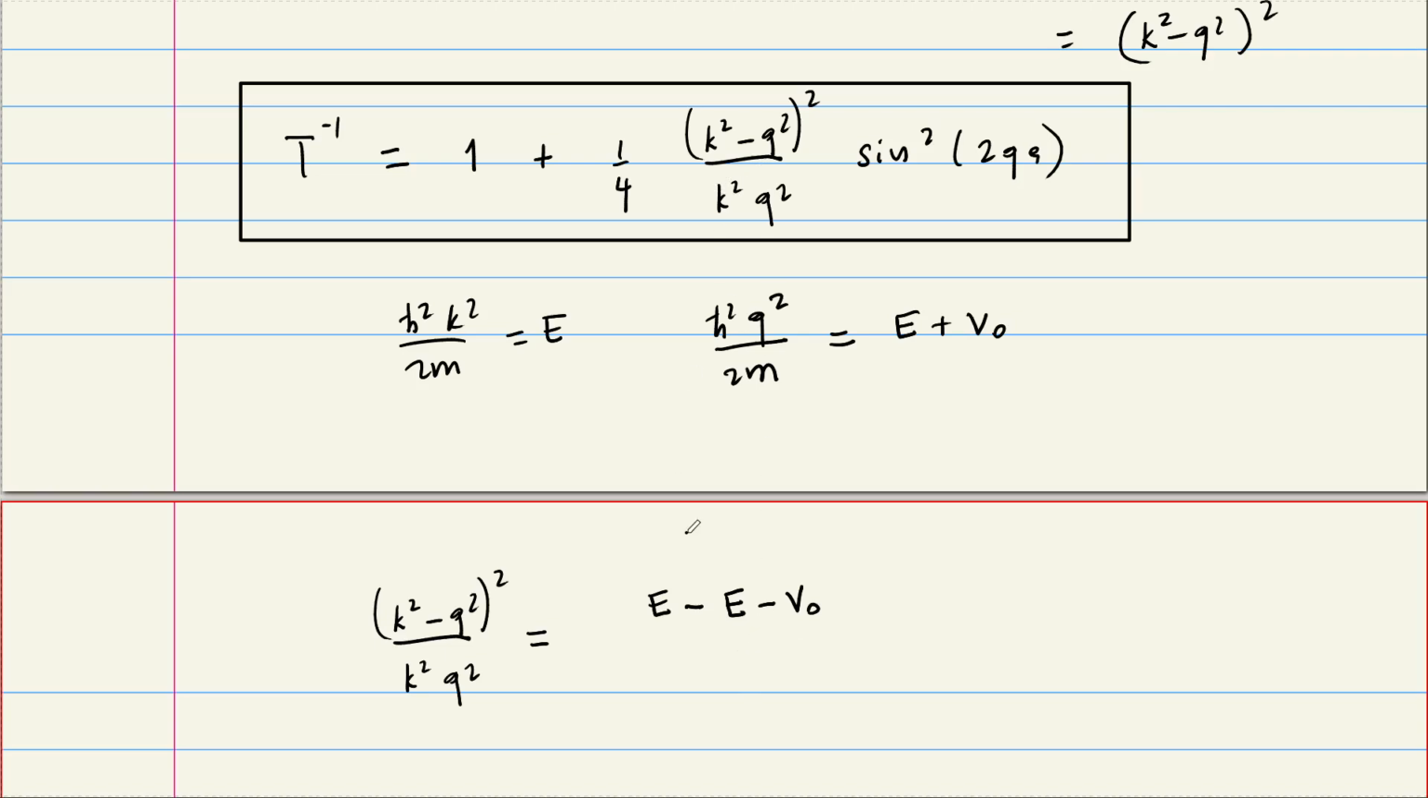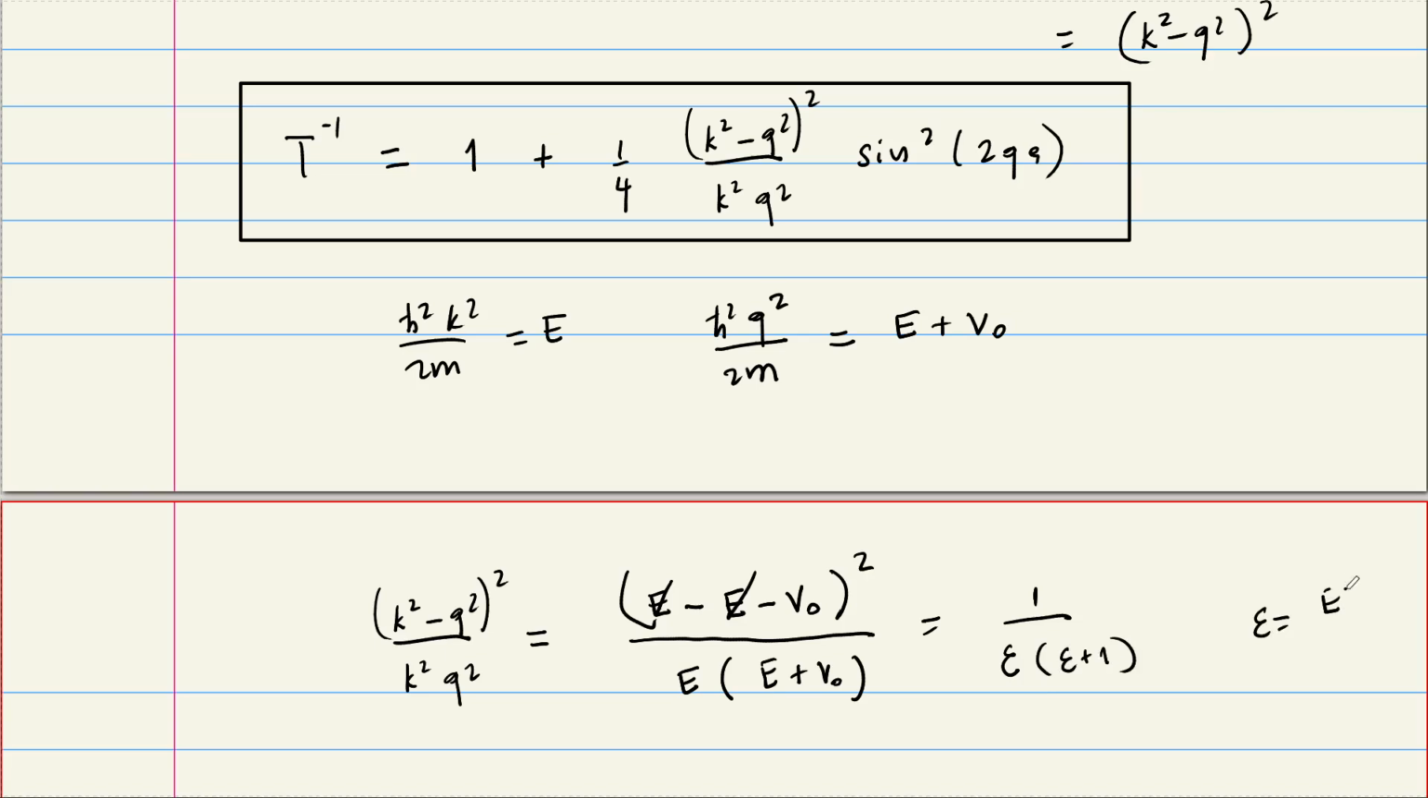So this is, yes, I think this is correct. Squared divided by k squared is going to be E, and q squared is going to be E plus V naught. Cancel this. And if you divide both numerator and denominator by V naught, this is going to be epsilon plus 1, where epsilon is E over V naught. Good. This horrible looking thing turned out to be very nice and simple.